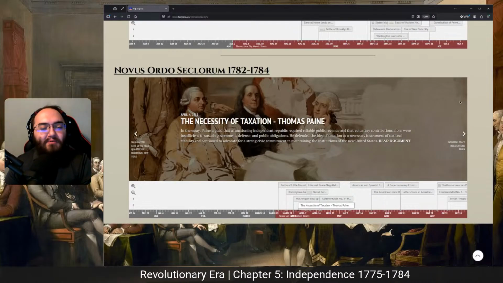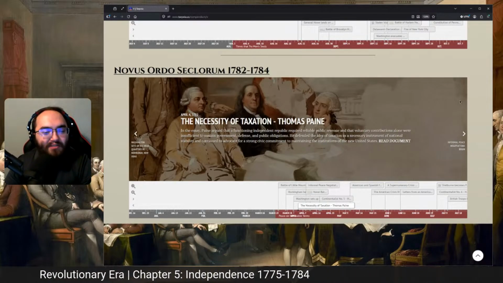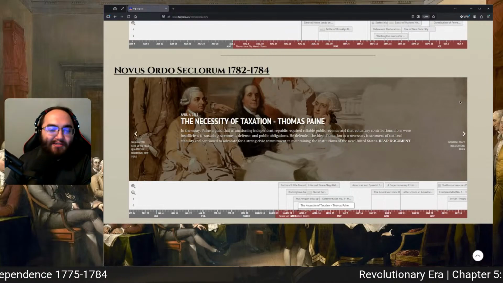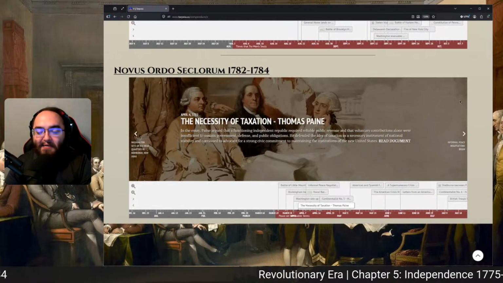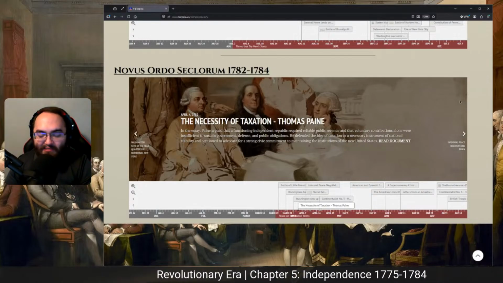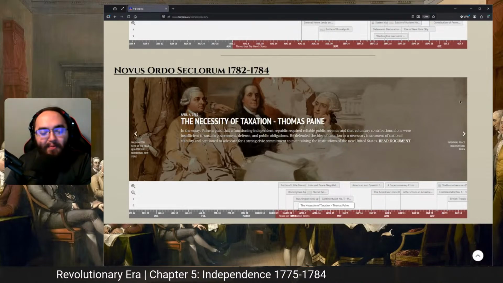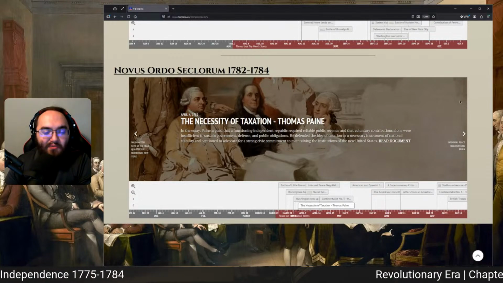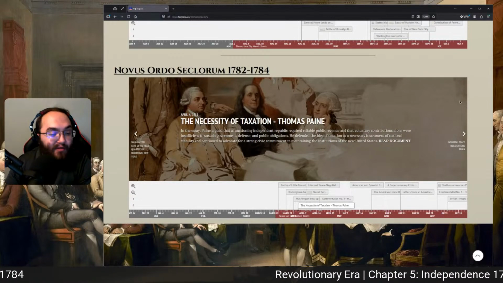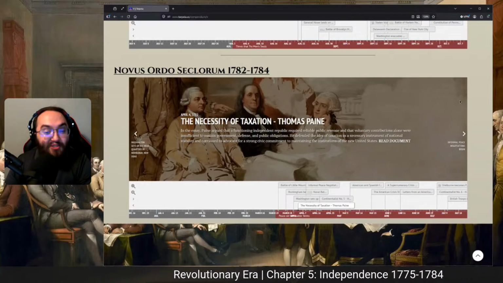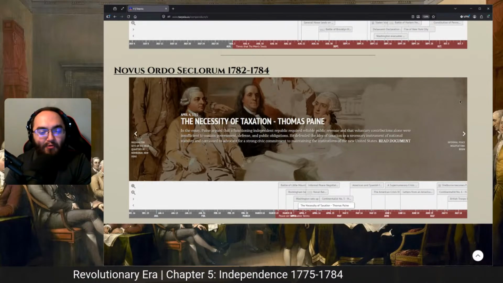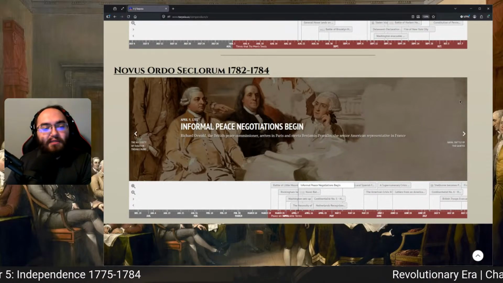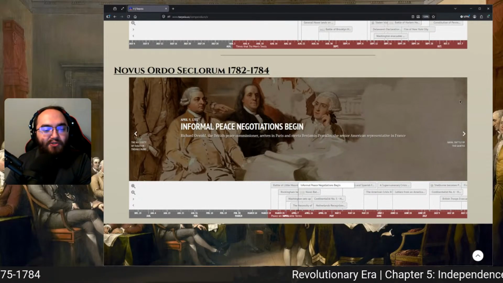and one of the main reasons why the war was fought was taxation. Of course, it was about representation before taxation, not taxation itself. At least within the Declaration of Independence. And so the federal government now has to think about how it's going to govern the new states of the United States that are no longer colonies. And so informal peace negotiations begin in April of 1782.